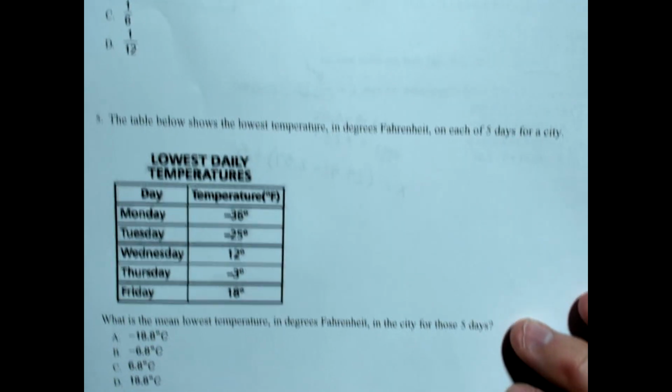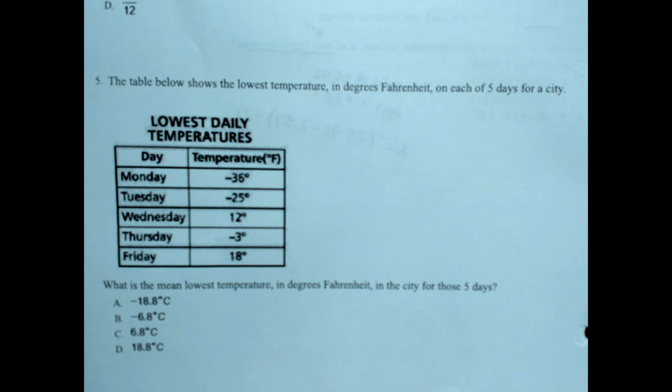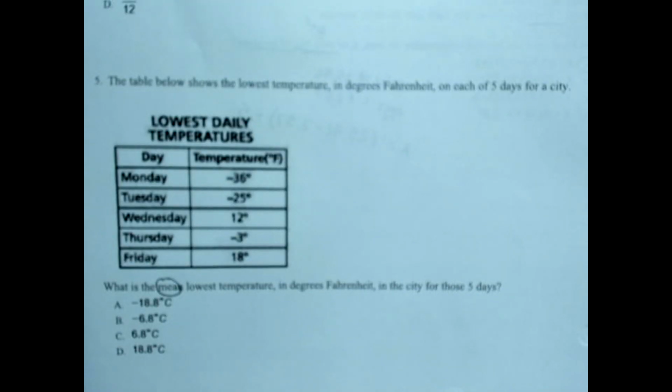The last one we're going to do today, guys, together is going to be question number 5. We'll leave off on question number 5. We'll start the next page during the next video. Question number 5 shows us a table, and they are asking us, what is the mean? Mean, we're going to have to talk about that. Lowest temperature in degrees Fahrenheit.